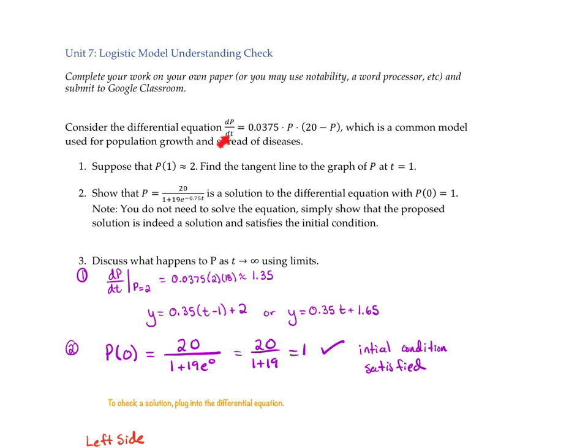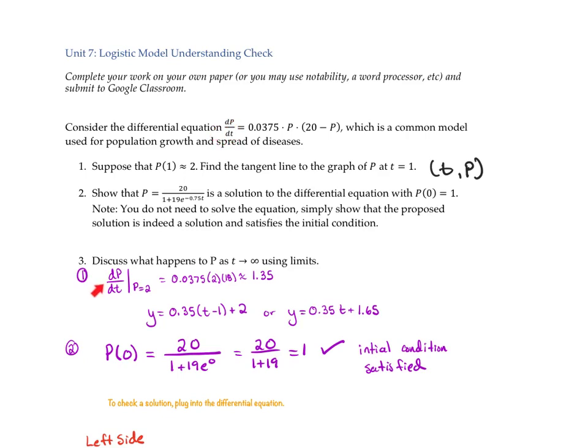So we have this differential equation, dp/dt is 0.0375 times p times (20 minus p). And this is the model that you would have used in the rumor spread if you had actually fit a model. We're going to suppose that p(1) equals 2 and find the tangent line to the graph of p at t equals 1. The thing that we need to remember is that our ordered pairs are of the form (t, p). In order to find a tangent line, we need a slope, and right up here, our differential equation actually gives us our slope.